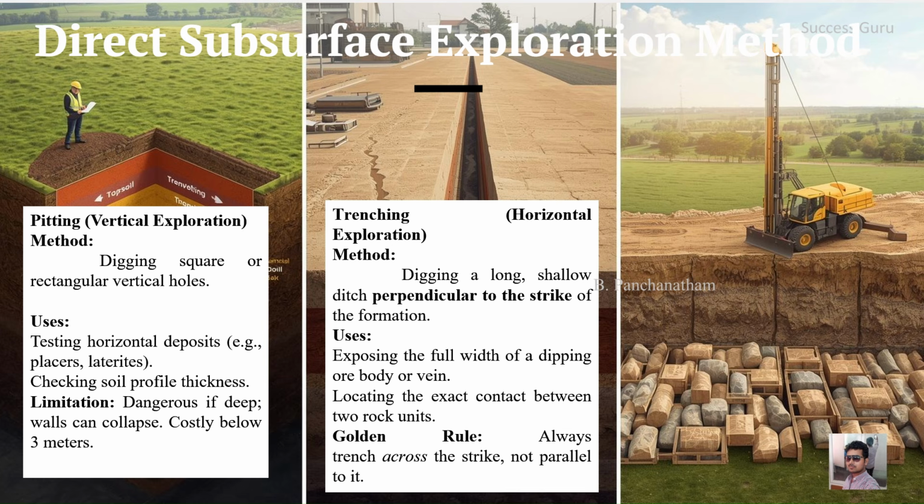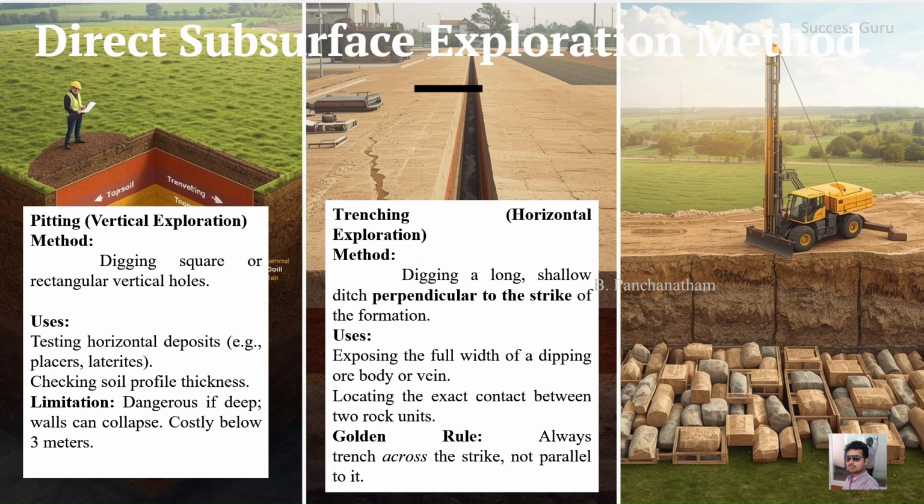Okay, so this is used to expose the full width of the dipping ore body or a vein, and also locating the exact contact between two rock units. So these are two main uses of trenching. And the golden rule is that you should always move across, or trench across, the strike of a formation. Okay, so that is very important in trenching. So pitting is for vertical excavation or vertical exploration, and trenching is for horizontal exploration.